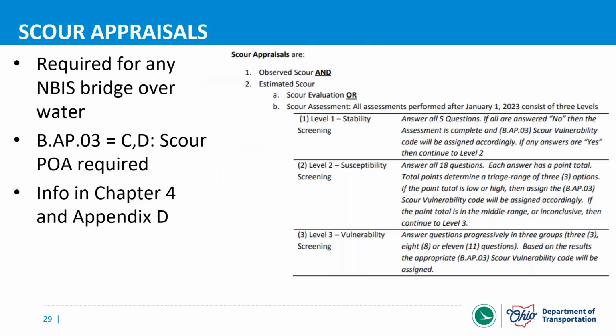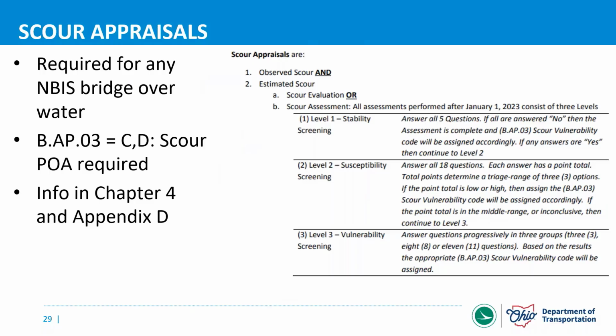So where do you get that estimated scour? That's either from a standalone scour evaluation or a scour assessment. And so this is where the new level 1, level 2, level 3 comes in, because it is our new form of scour assessment. So to have a full scour appraisal, you either need to have your scour ratings, right? Your 9 through 0s and your elements, that's your observed scour, and either a scour evaluation that's done typically during design or after the fact, basically estimating what your acceptable levels of scour are, or a scour assessment.